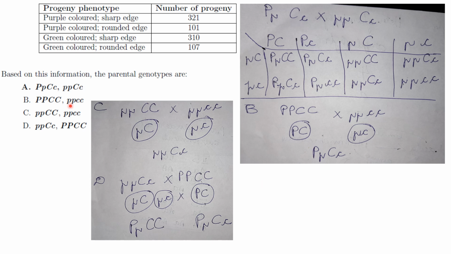Now if you see the case of B, you will get only one type of offspring. Similarly, if you cross C option parents, you will get only one type of offspring. And similarly D, when you cross, you get only two types of offspring, not four. So the right answer is option A.